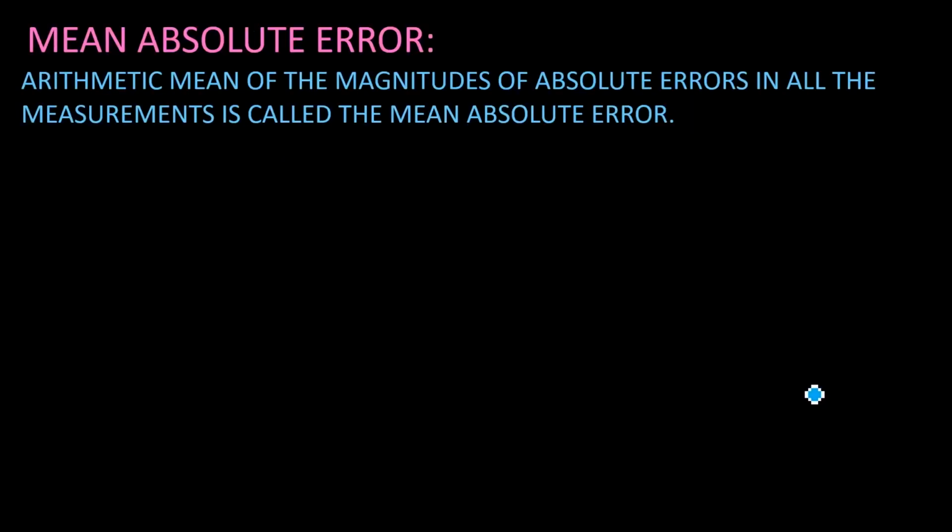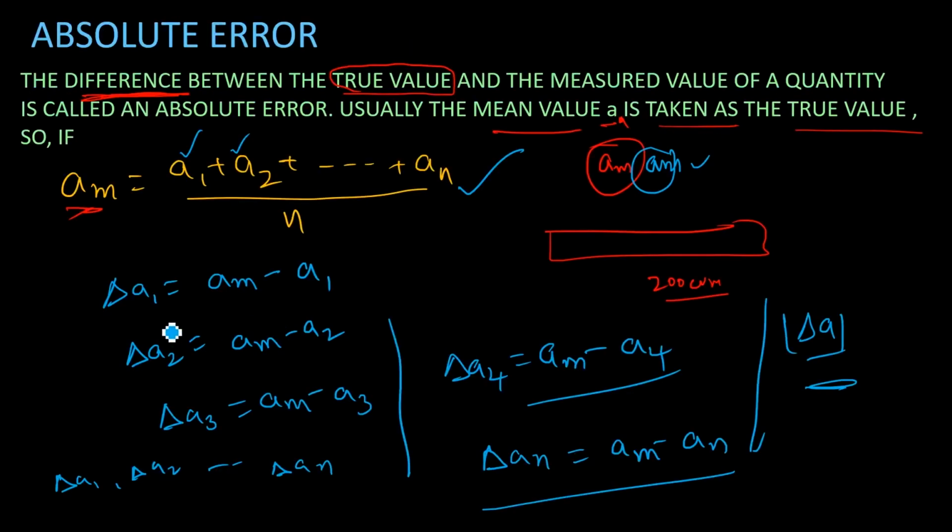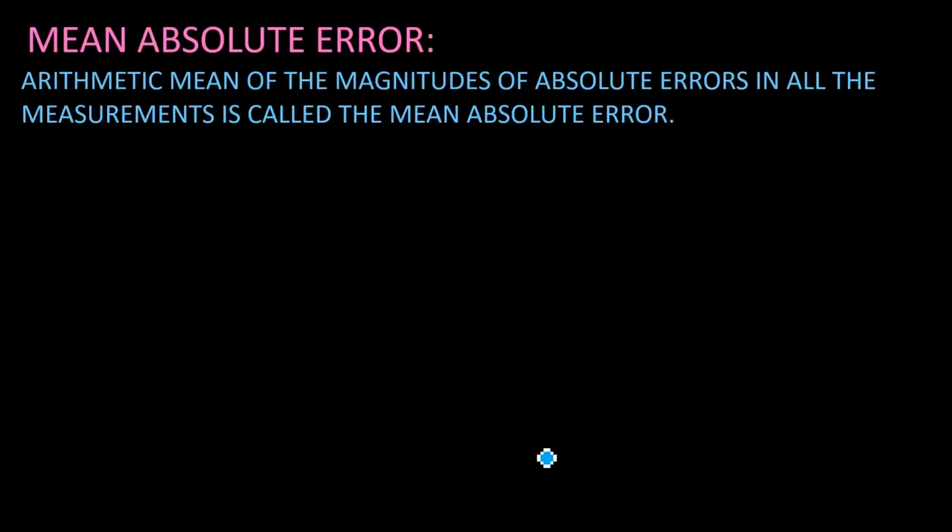So we got it. Next one, mean absolute error. What is the mean absolute error? Arithmetic mean of magnitude of absolute errors. So what are the magnitude of absolute errors? Here I also know delta A, delta A1, delta A2, and delta A3. Delta is always positive, so these are absolute errors. So we take the arithmetic mean of the magnitudes of absolute errors. Absolute errors means delta a1, delta a2 in all the measurements, and their mean is called mean absolute error.